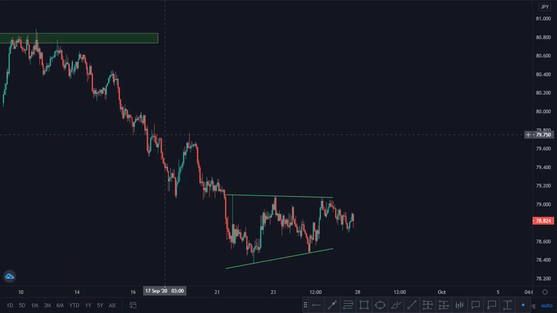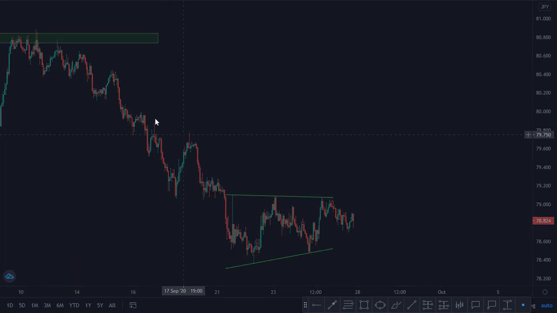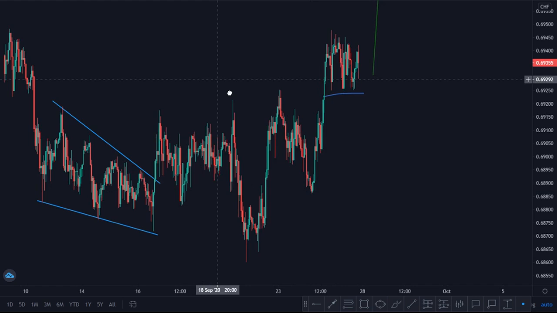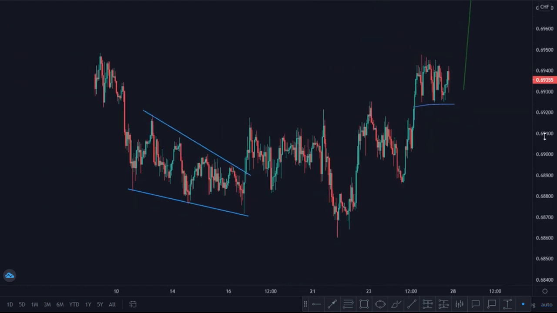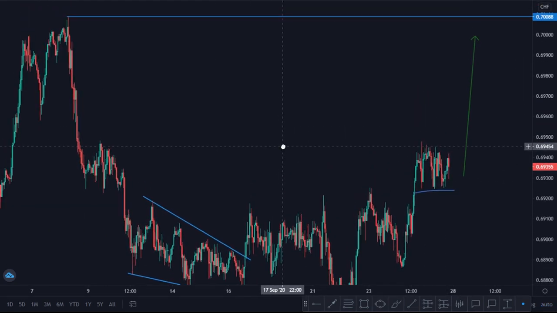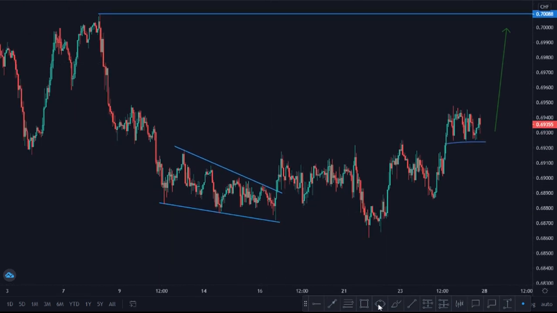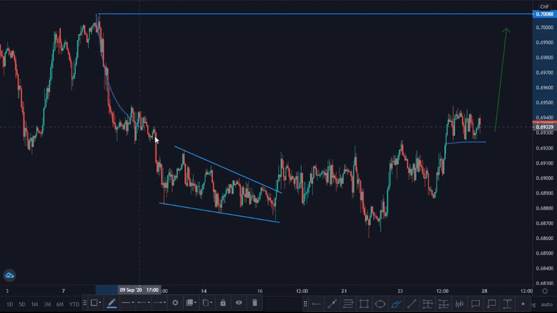Whoa, what's actually happening? Okay, so what do we see? We see price moving correctively to the upside. And now, what am I looking at? You can see we have a formation of a double top being formed.